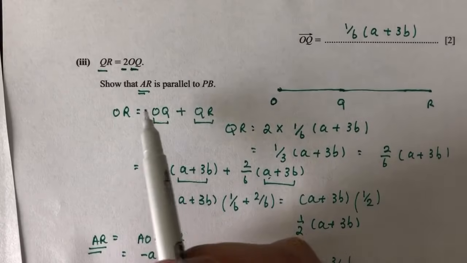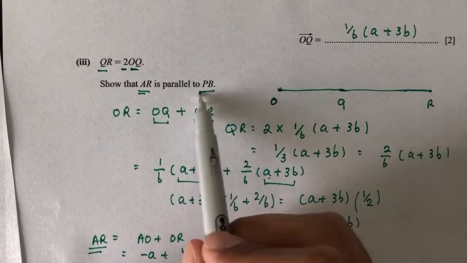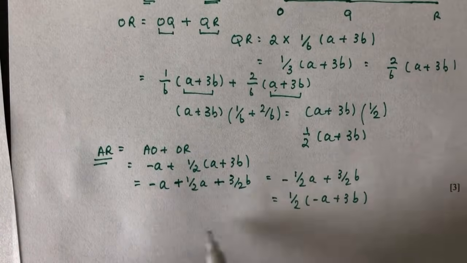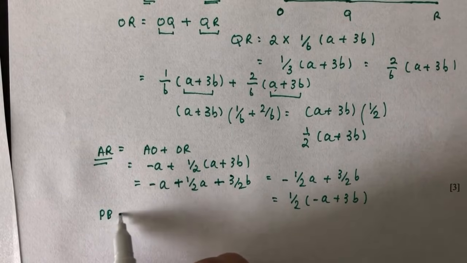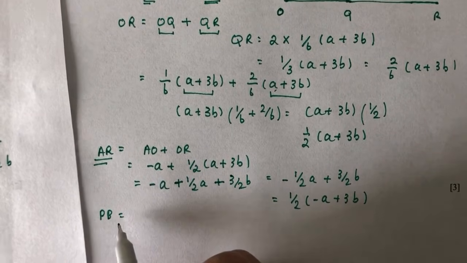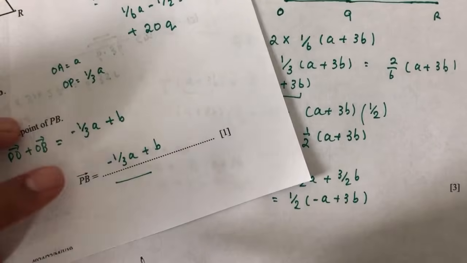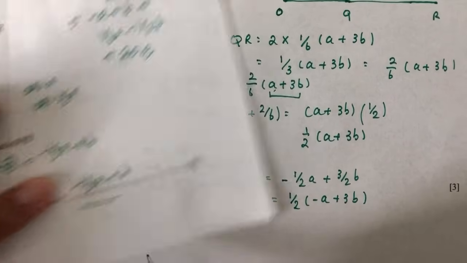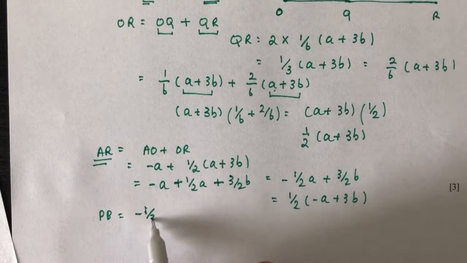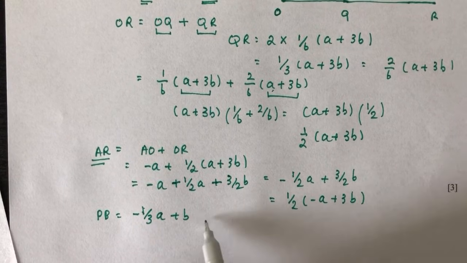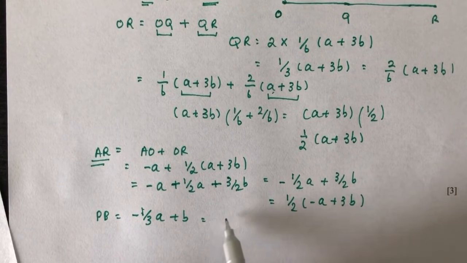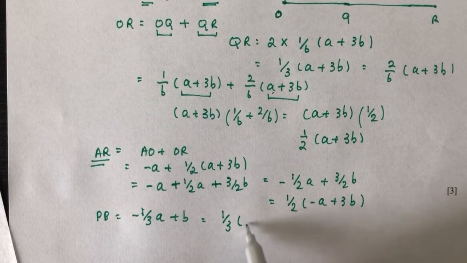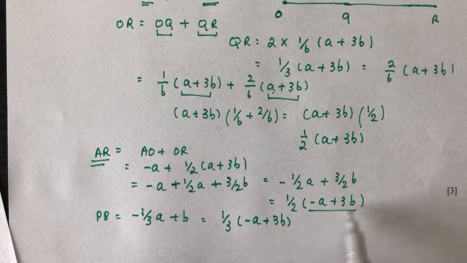So we have to show that AR is parallel to BP. What is the BP? Let's write down PB. PB is actually here, which is minus 1 over 3A plus B, which is the same as, let's take out 1 over 3 outside. We will have 1 over 3 of minus A plus 3B. As you can see, this and this are the same.